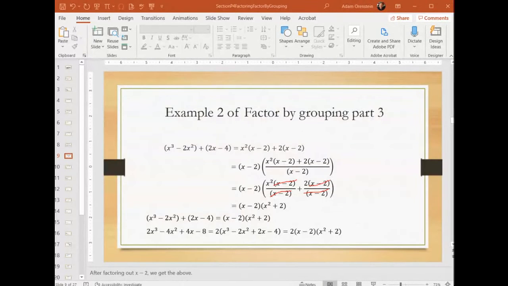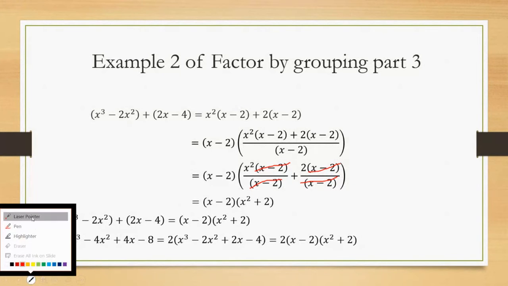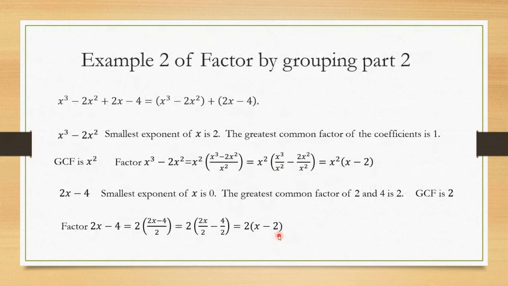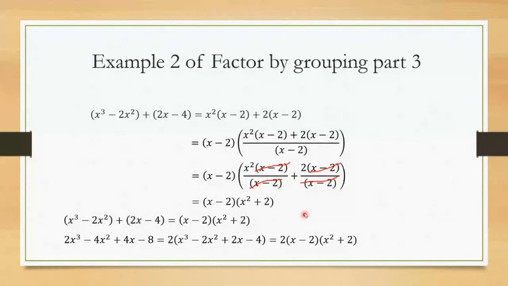So the final answer is 2 times x minus 2 times x squared plus 2? Exactly. What happened to the x plus 2? Actually, I think I just might have wrote something wrong. Oh, okay. Never mind. Thank you. You're welcome. It was x squared plus 2.